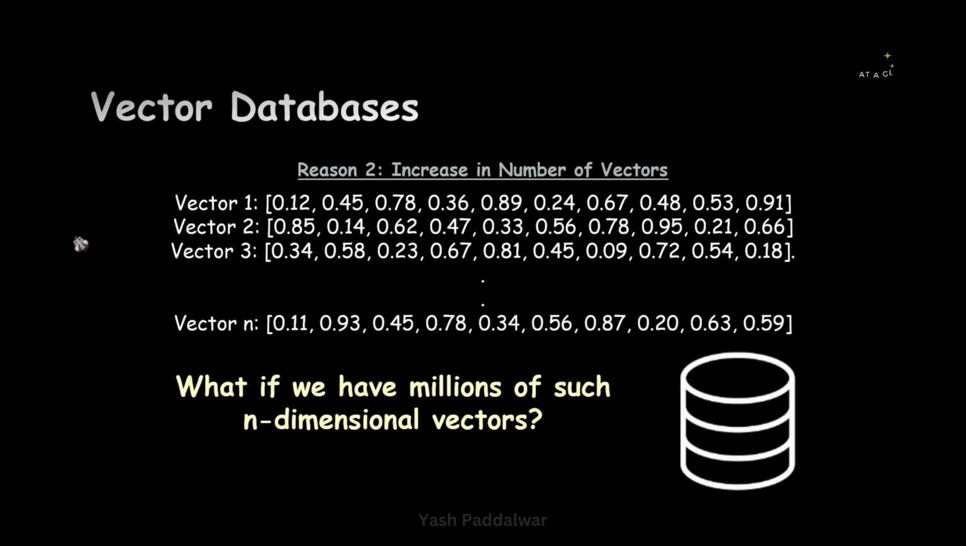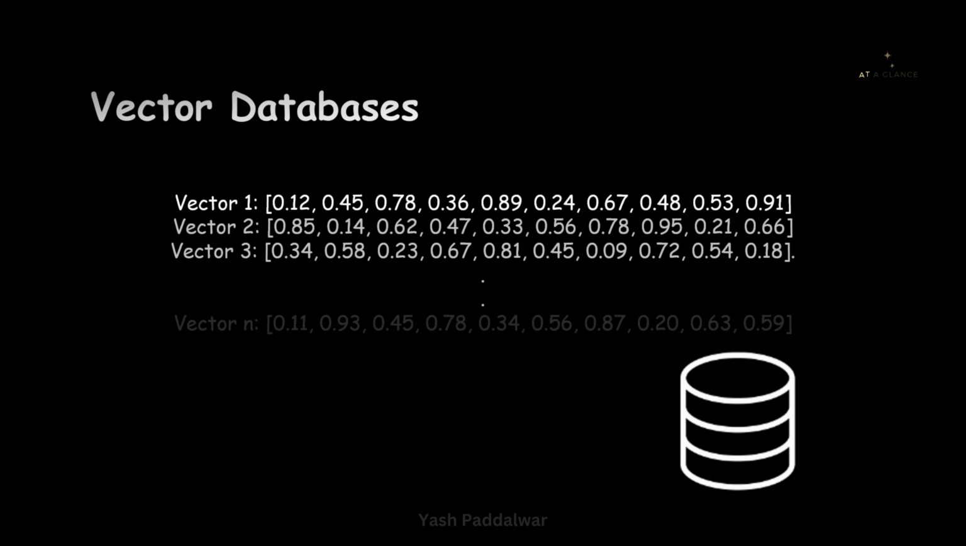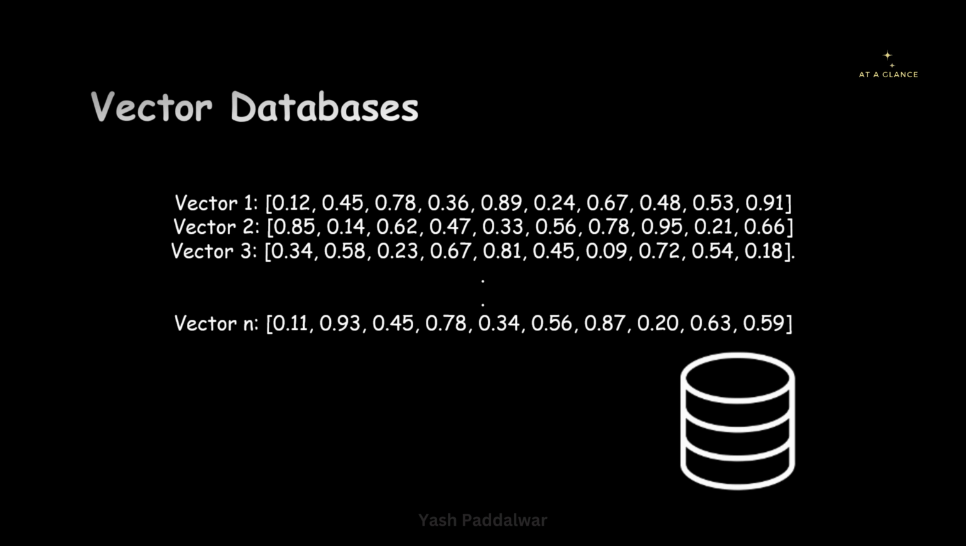Instead, we can go for vector databases. And the reason is the increasing number of vectors. Now, this is only the second reason. Let me tell you about the third reason. Let's discuss this particular scenario. Let's say we have this particular vector and so on. We have a total of n vectors. Now stick to this particular scenario.